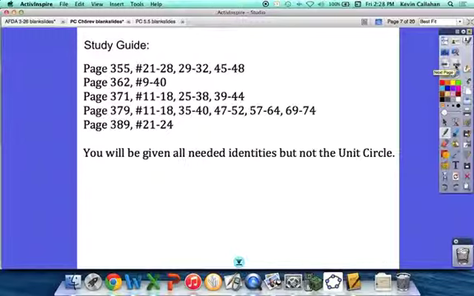Okay, so the study guide is going to be this. And I'm going to go through each group of problems just to show you what's going to be on the test. I'm going to give you all the formulas you need, but not the unit circle. You have to know the unit circle.